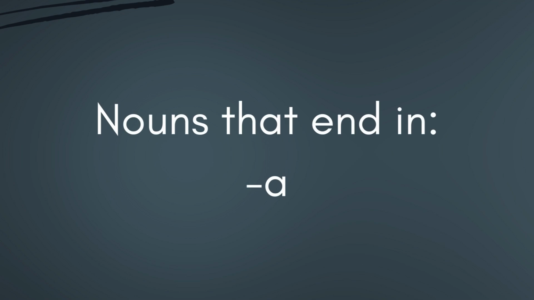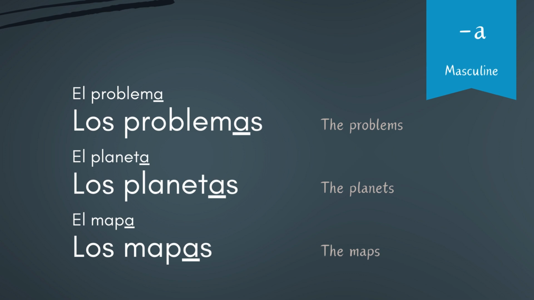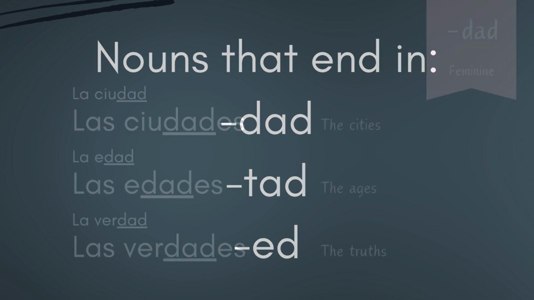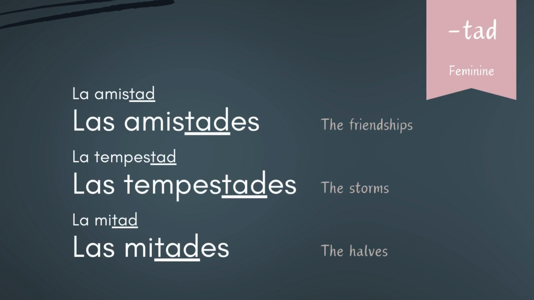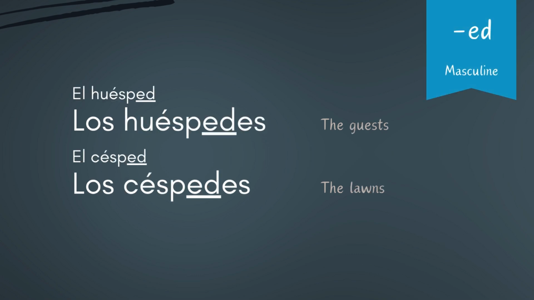Nouns ending in an A. Feminine. Las casas, las listas, las lavadoras. Masculine. Los problemas, los planetas, los mapas. Nouns ending in dad, tad, and ed. Feminine. Las ciudades, las edades, las verdades, las amistades, las tempestades, las mitades, las redes, las paredes. Masculine. Los huéspedes, los céspedes.